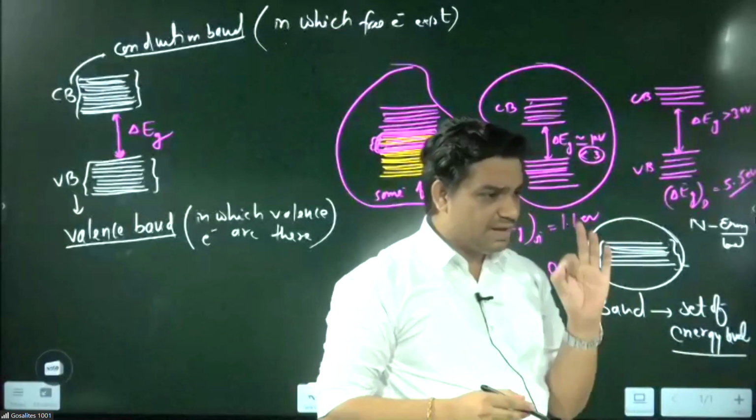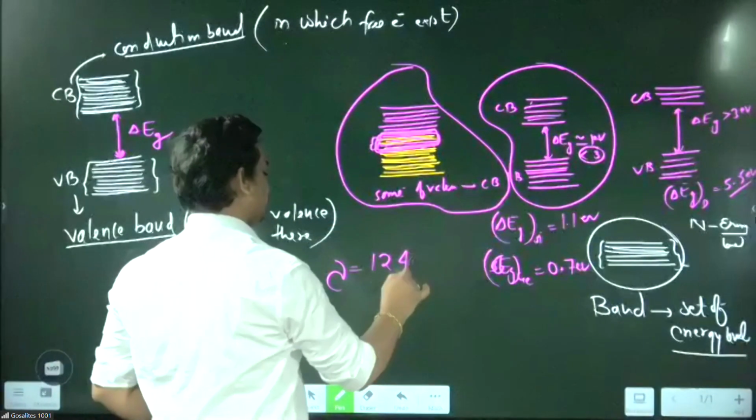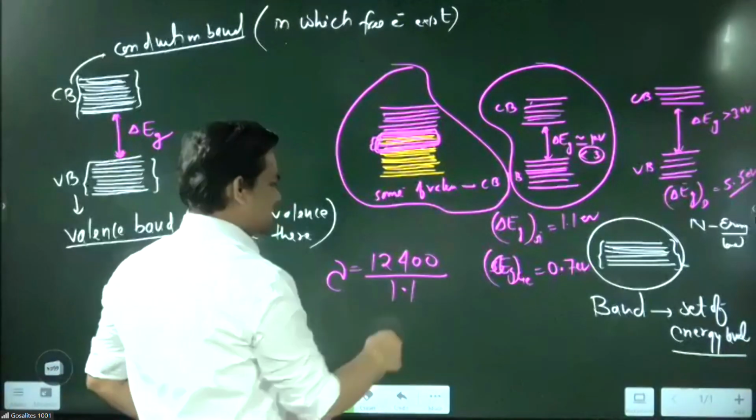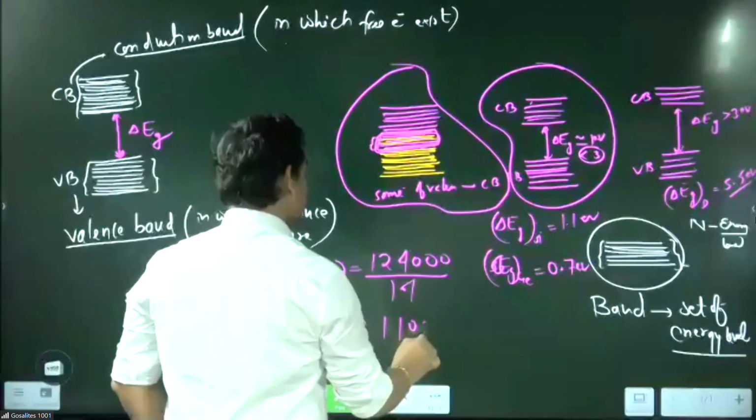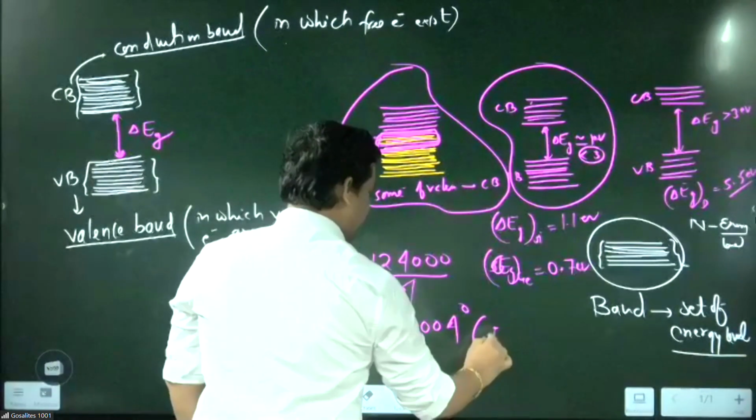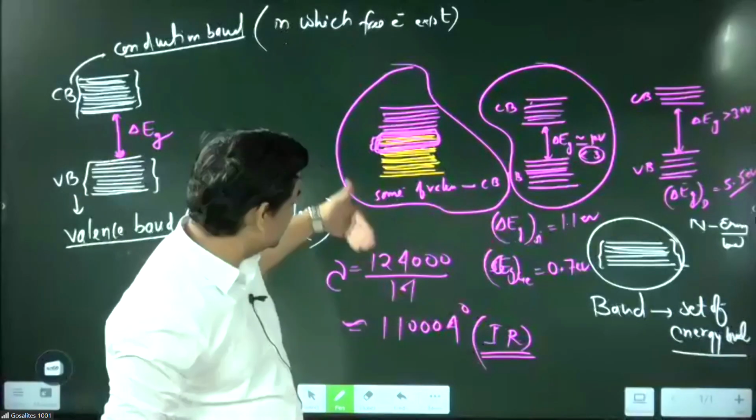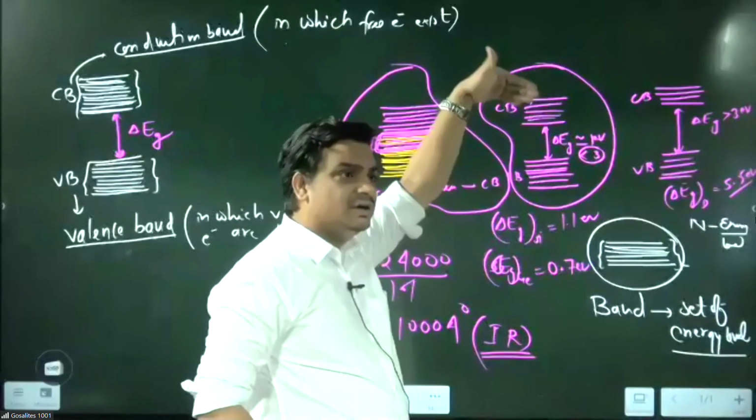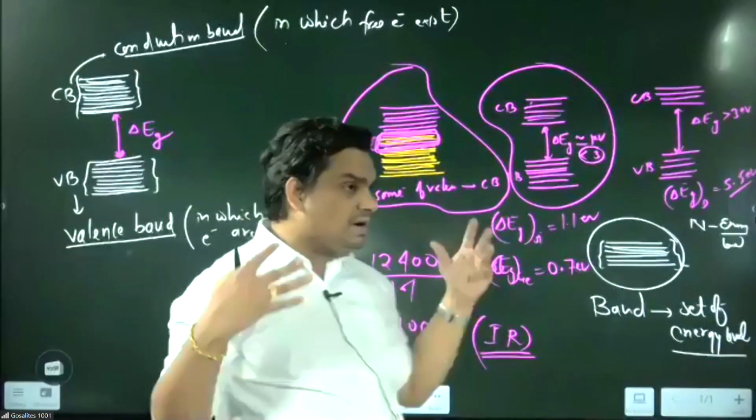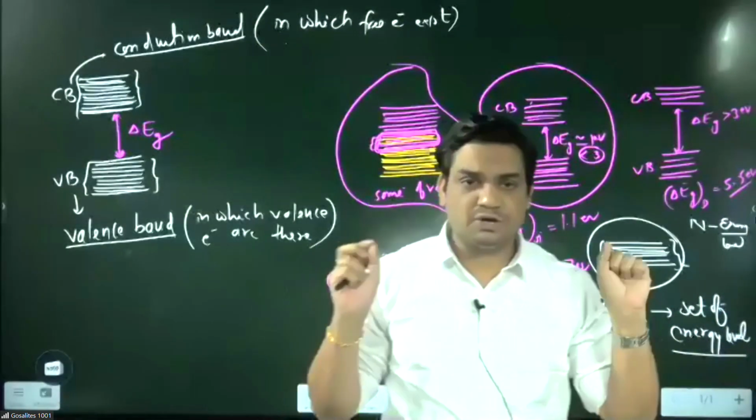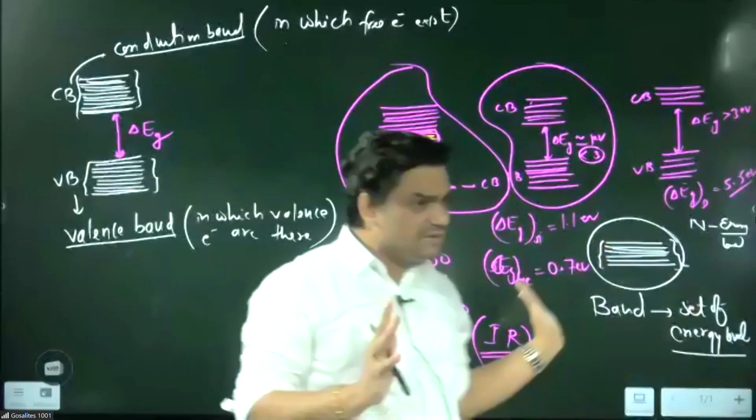Now I will ask one question. For silicon, if you want to find lambda, we have this formula: 12400 divided by 1.1. Approximately, this comes to 11,000 angstrom. And 11,000 angstrom is in which range? IR, infrared radiation. We can easily send electrons to the conduction band, because the radiation that exists at room temperature is infrared. So using infrared we can transfer.